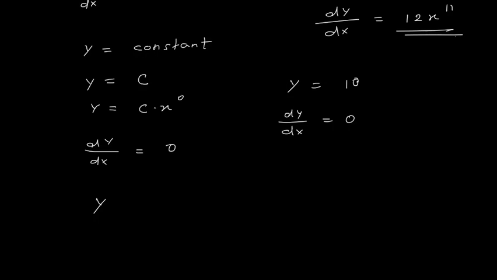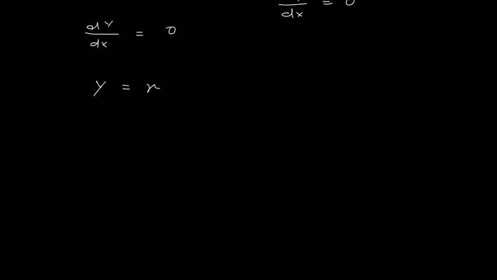Now if y is equal to, say, x, then what is its derivative? Here the power is 1. So if you differentiate, you find dy upon dx, you get the answer as 1 into x power 0. Derivative will be 1 into x power 0. That will give you the answer as 1. So the derivative of x is 1.